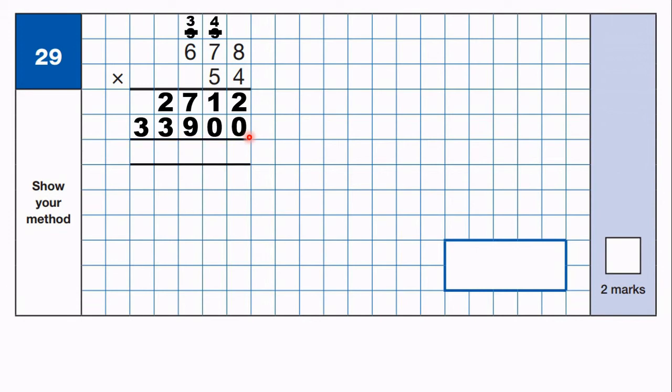Now we can add up our answer lines. So 2 plus 0 is 2, 1 plus 0 is 1, 7 plus 9 is 16, so 1, 6, 1 plus 2 plus 3 is 6, and nothing plus 3 is 3. So our answer is 36,612.